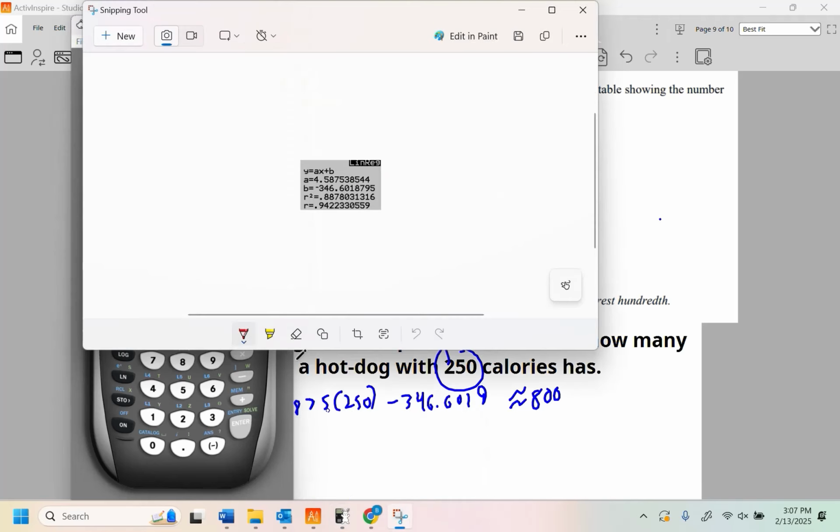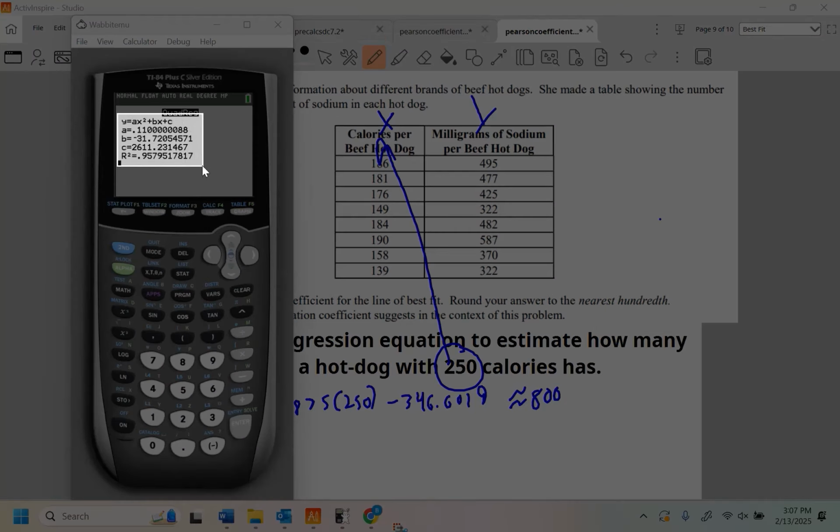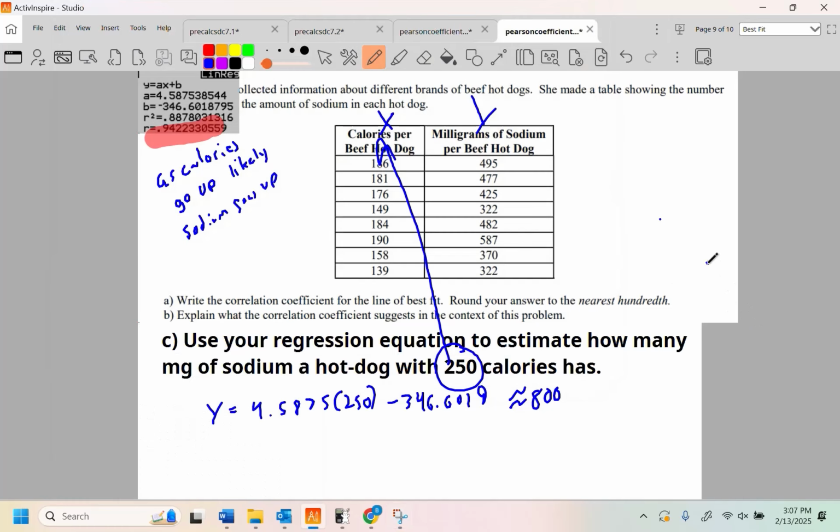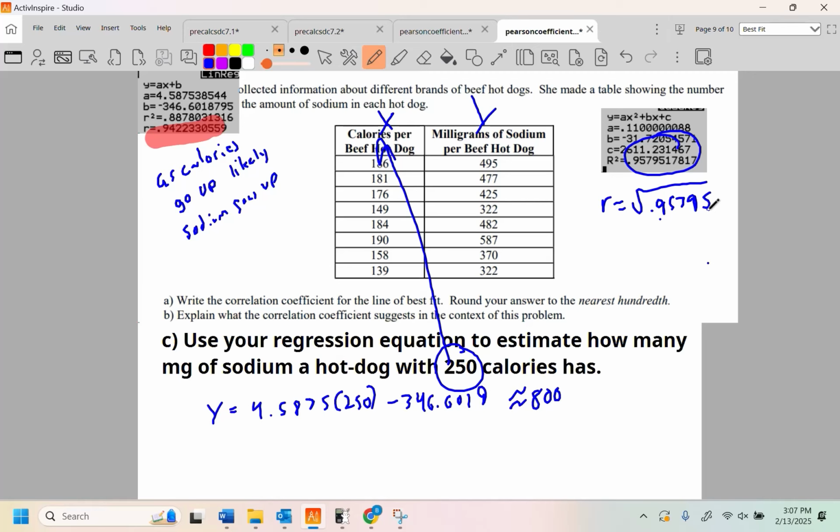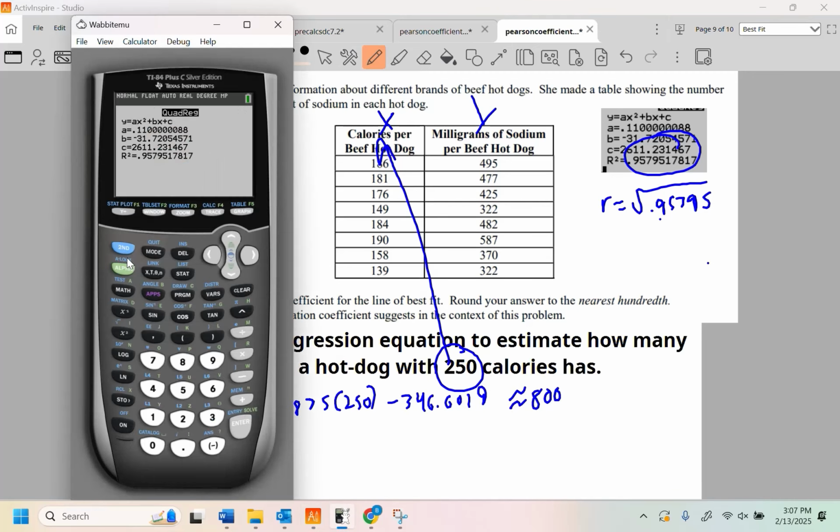Let's take a look at the R value. This one says R squared is roughly 0.9579 and some change. So R is the square root of that thing, 0.95795, whatever. So let's see what that is. Sadly, you have to copy it all down. I don't know why they haven't fixed that yet. 0.95795 17817. And we get that it's about 0.9788.